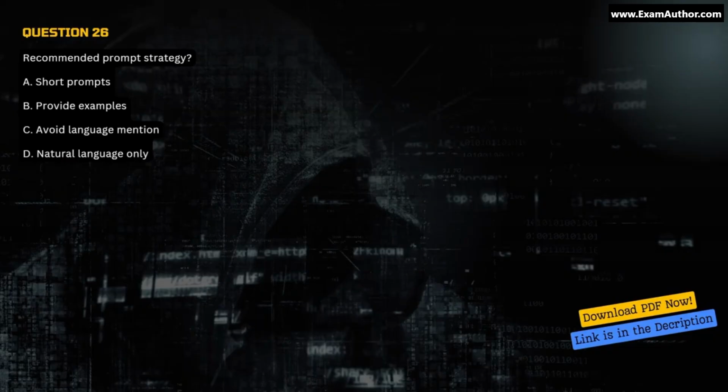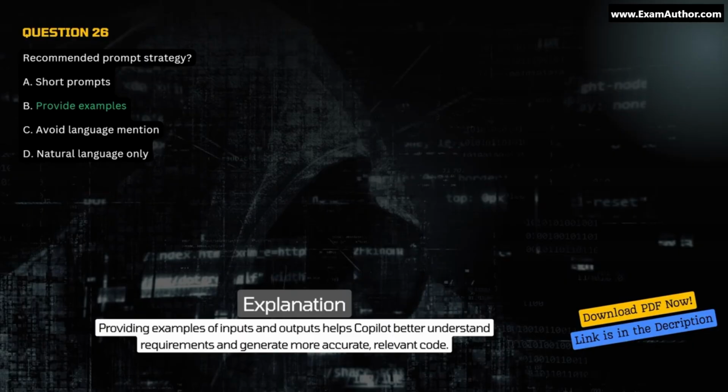Question 26. Recommended prompt strategy? A. Short prompts. B. Provide examples. C. Avoid language mention. D. Natural language only. Correct answer B. Provide examples. Explanation: Providing examples of inputs and outputs helps Copilot better understand requirements and generate more accurate, relevant code.